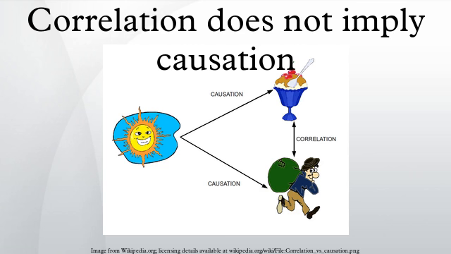Determining whether there is an actual cause and effect relationship requires further investigation, even when the relationship between A and B is statistically significant, a large effect size is observed, or a large part of the variance is explained. Examples of illogically inferring causation from correlation: B causes A.